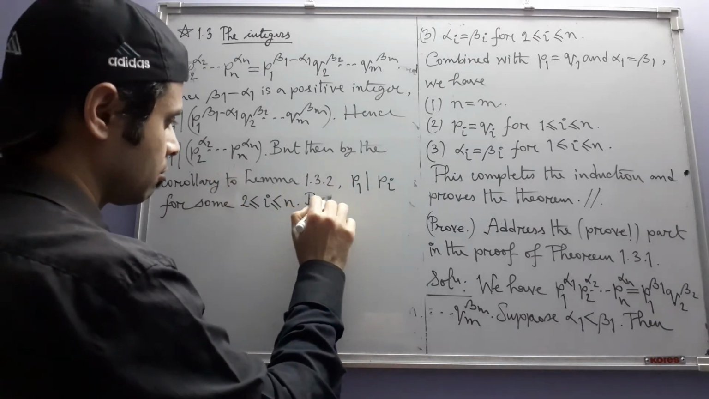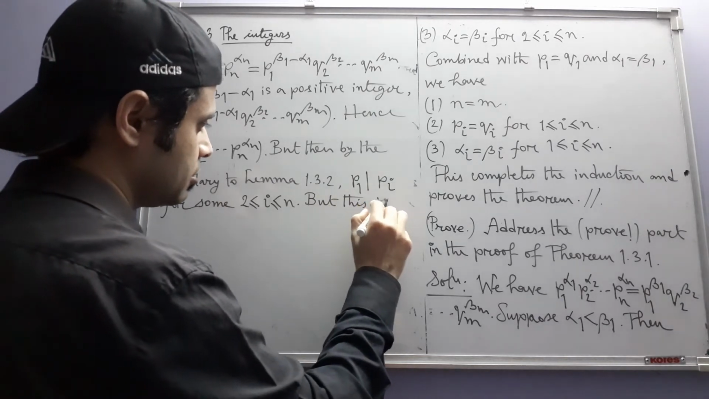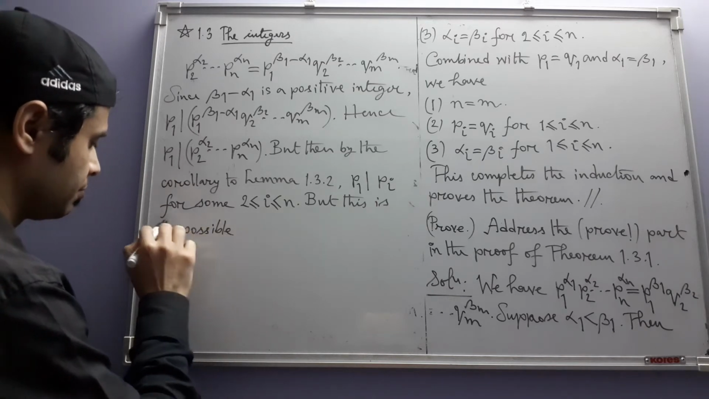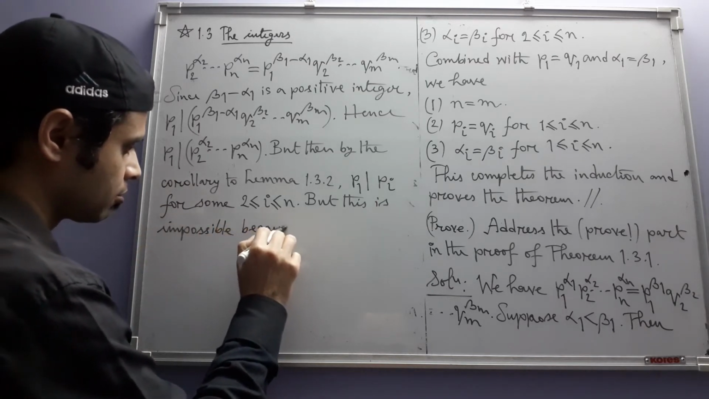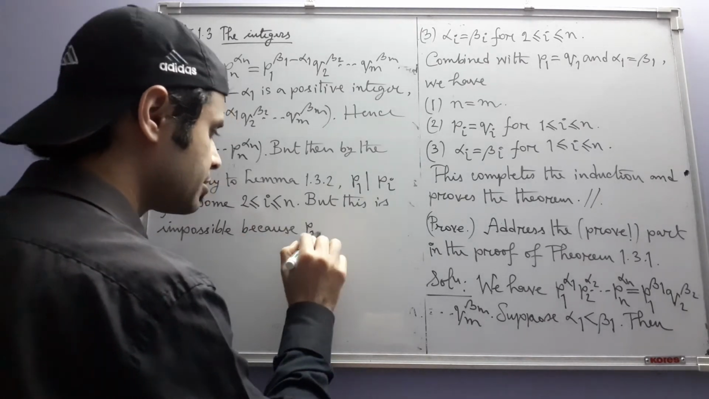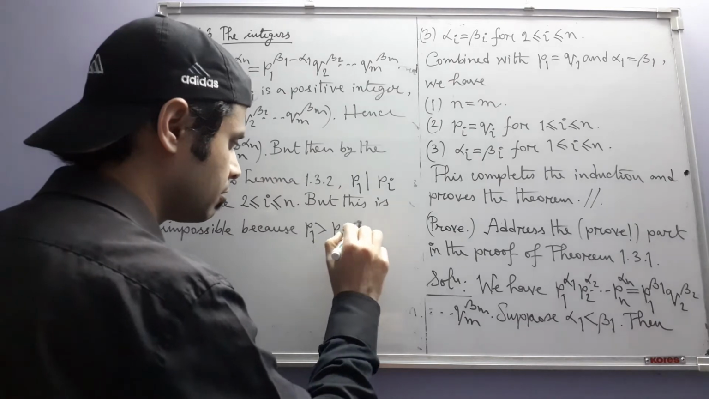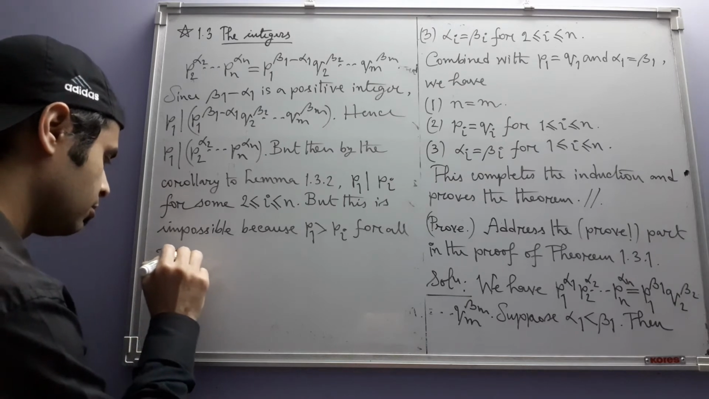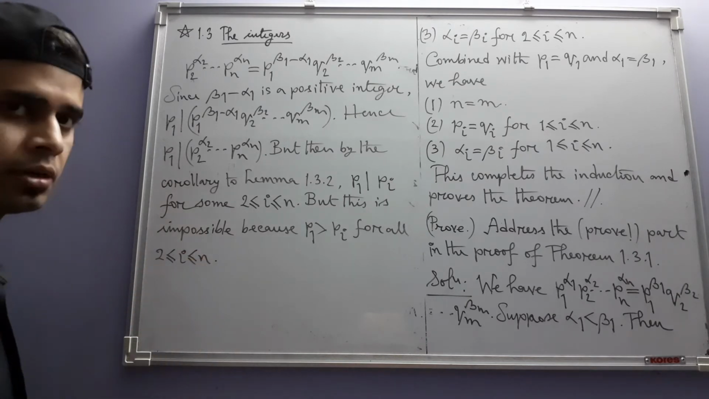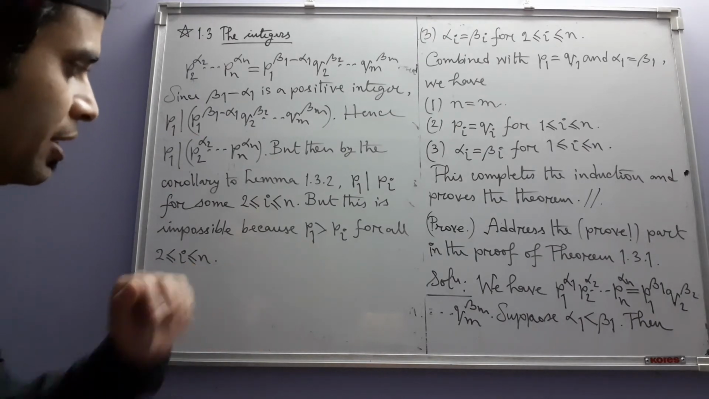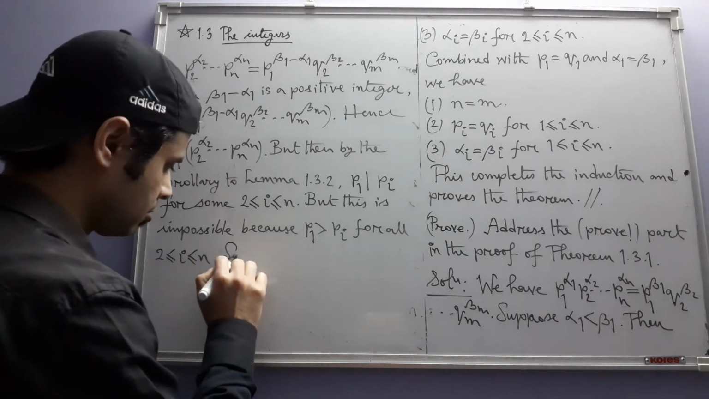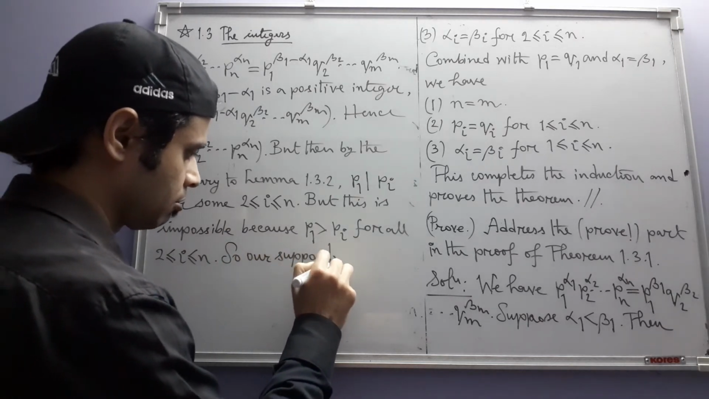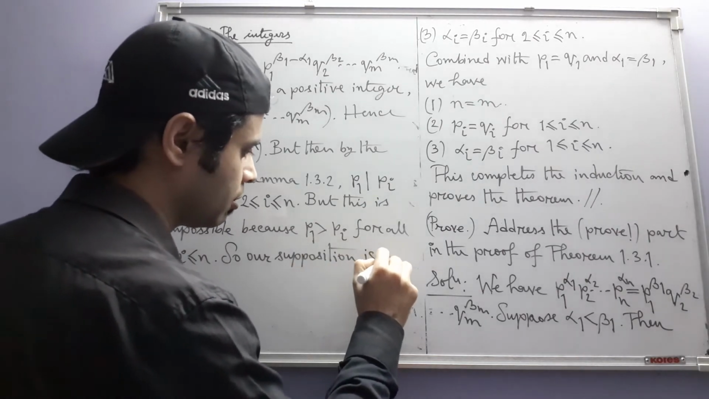But this is impossible because P1 is strictly greater than Pi for all I lying between 2 and n, according to the way we have chosen these Pi's. So our supposition is wrong.